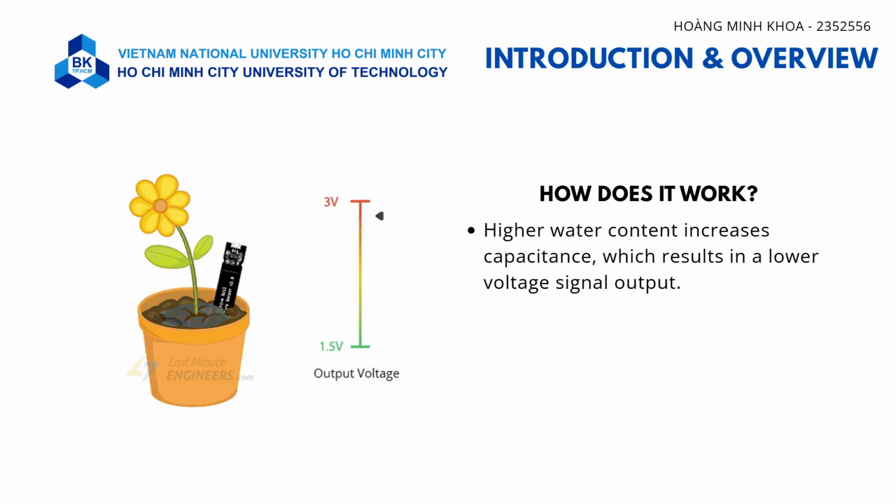You can see on the animation here, as the soil becomes more humid, the capacitance in the soil increases, which leads to a lower signal voltage output.